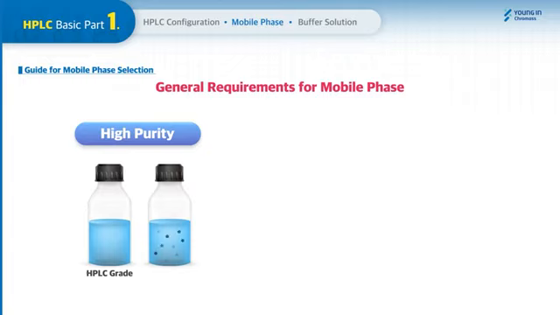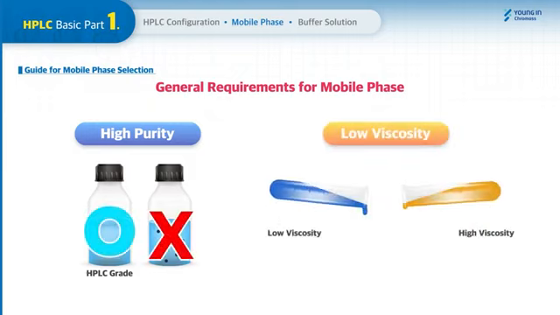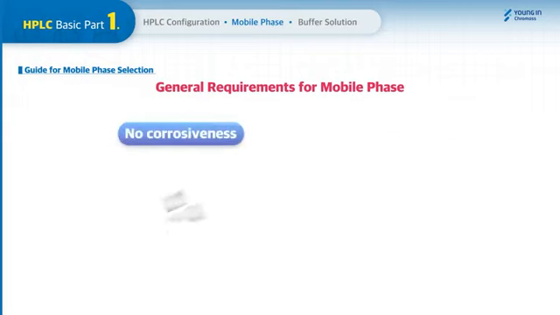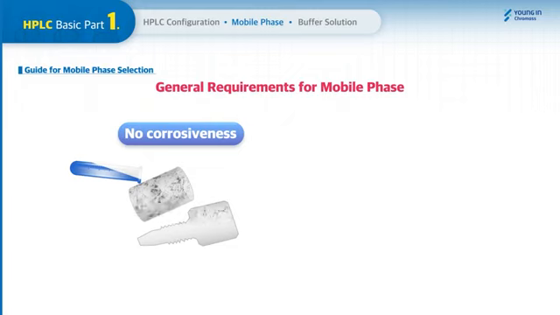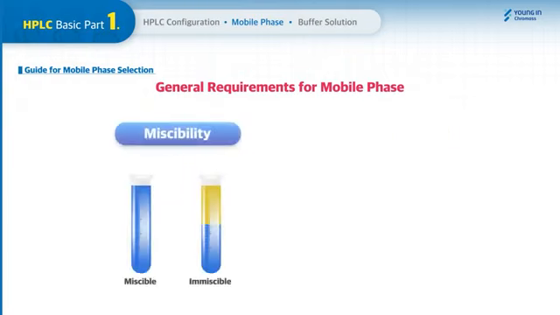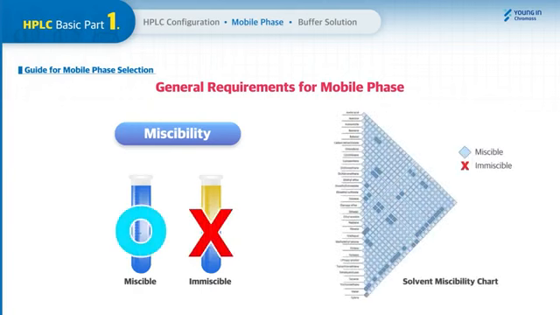First, purity. All solvents should be HPLC grade to have minimal absorbance in the UV. The mobile phase viscosity should be as low as possible. The solvents must be non-corrosive to HPLC system components. The health and safety risks of the solvents must be considered. The solvents should be completely miscible with each other in all proportions. And there is a solvent miscibility chart you can refer to, which shows the miscibility between general solvents for HPLC.